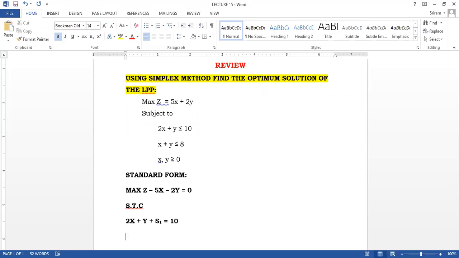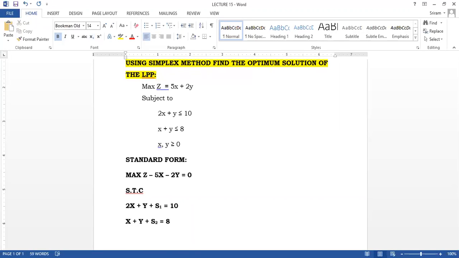I am going to check the next equation. The next equation is x plus y, again less than or equal to. I am going to add a slack variable to the next equation. This is equation 2, so I take x plus y plus S2 equal to 8. Don't forget, all the values x, y, S1, S2 are always greater than or equal to 0. This is the condition.